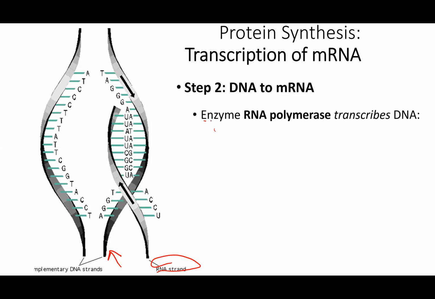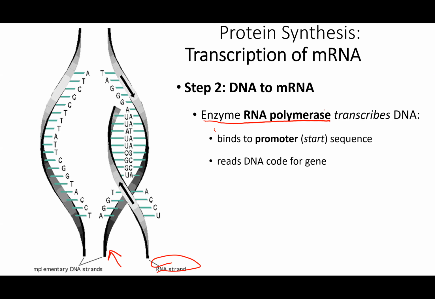So you need to know what RNA polymerase is. You need to know that it is an enzyme and that it is what is responsible for transcribing the DNA into mRNA. So it binds to the promoter or the start sequence of the gene and then reads that DNA code for the gene. And as it's doing that, it binds complementary nucleotides, as you can see right here, to form the messenger RNA or the mRNA.